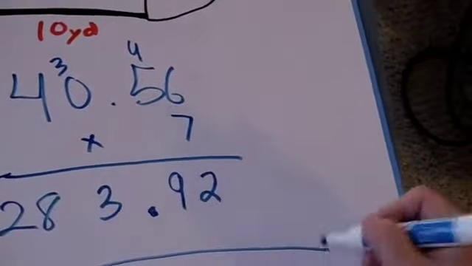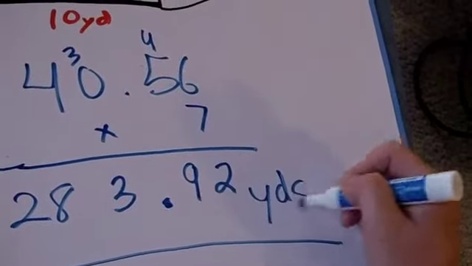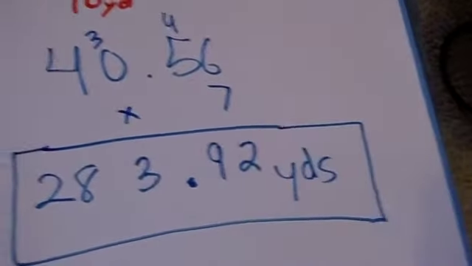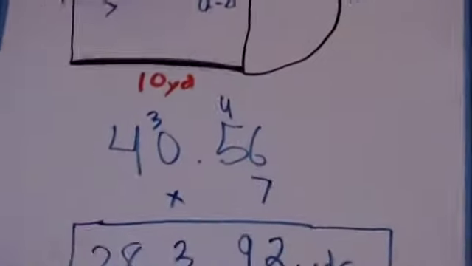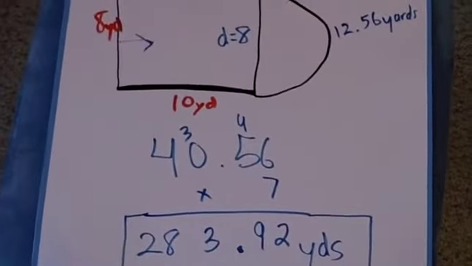Therefore, the final answer is 283.92 yards. This is the distance Malik walked around the entire field 7 times. Great job.